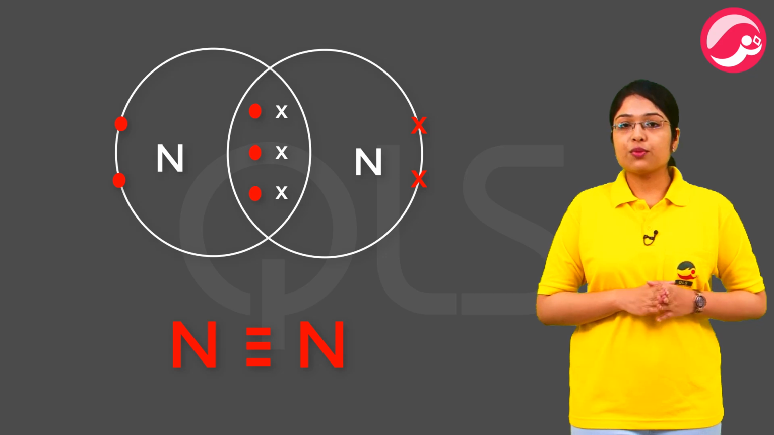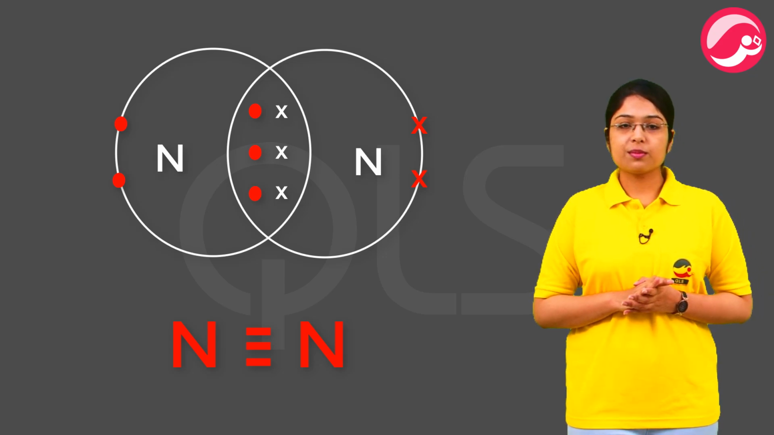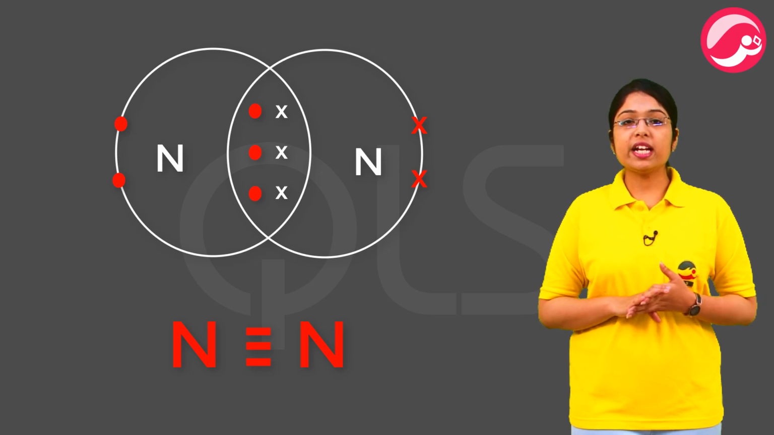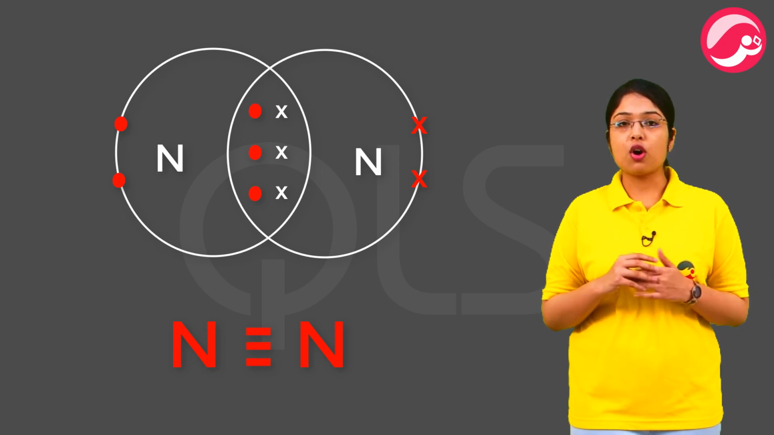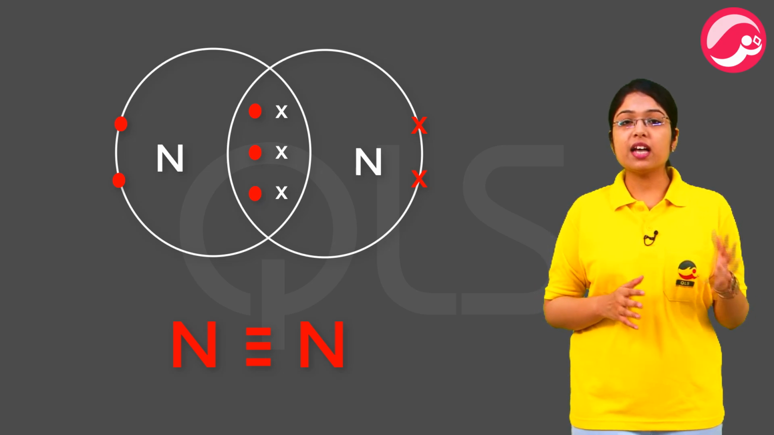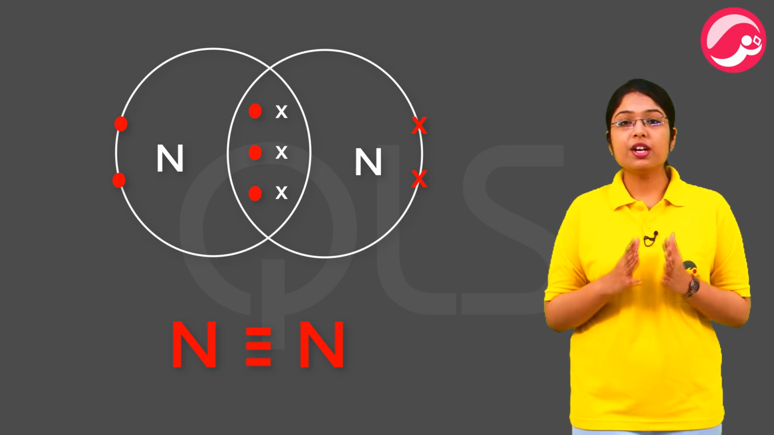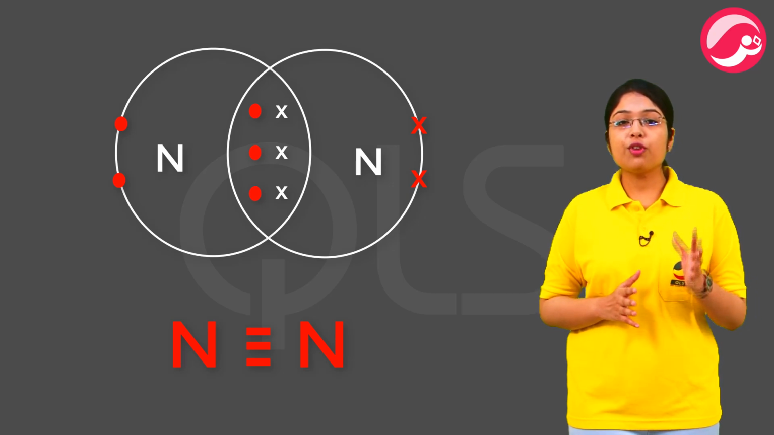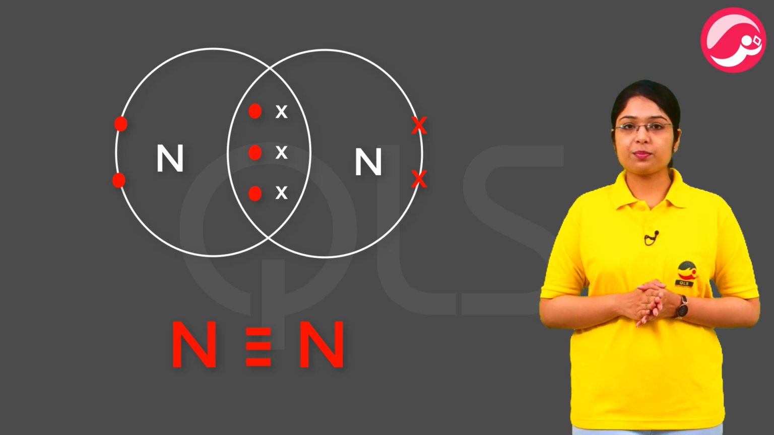Similarly, a triple bond is formed between two nitrogen atoms. Nitrogen has a valency of 3, means it requires an additional 3 electrons to complete its octet. So, when a nitrogen atom shares electrons with another nitrogen atom, they form a triple bond. A bond formed by sharing of 3 pairs of electrons.